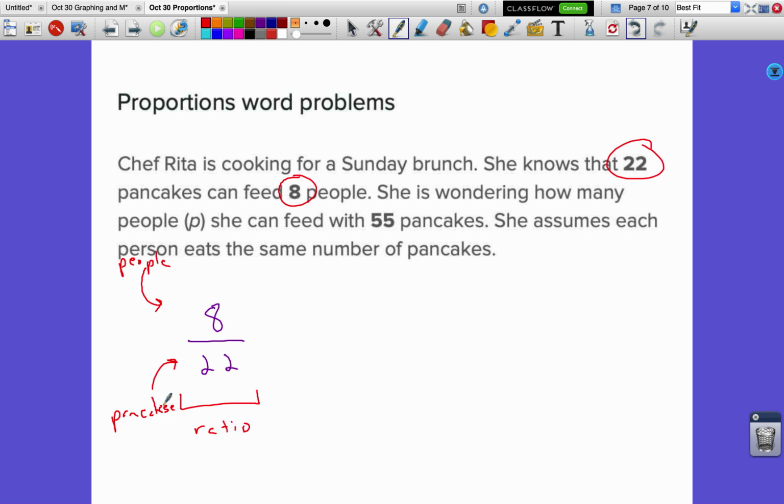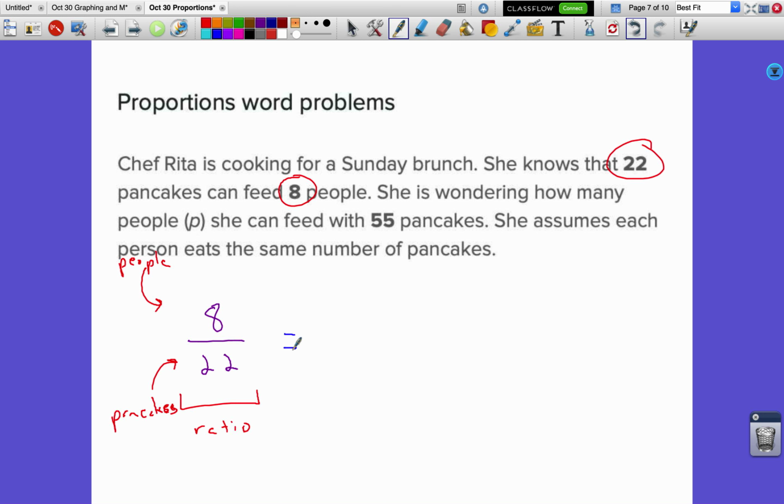All right, and this fraction is never going to change. I can make the top and the bottom bigger by the same amount. Like I can multiply the top by 2 and multiply the bottom by 2. And that would just show that 16 people will eat 44 pancakes. So as long as I keep this fraction the same, the ratio of people to pancakes is going to stay the same.